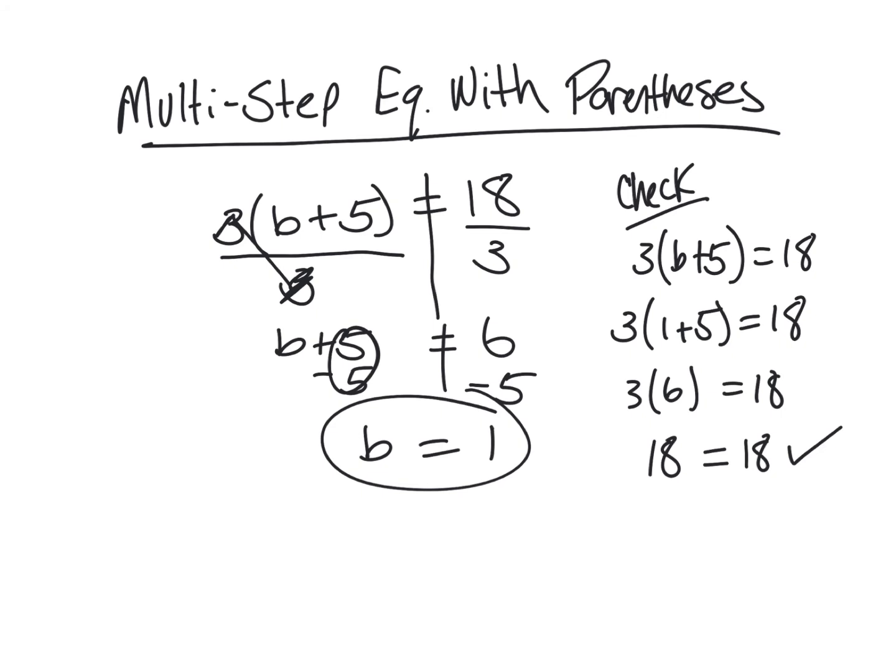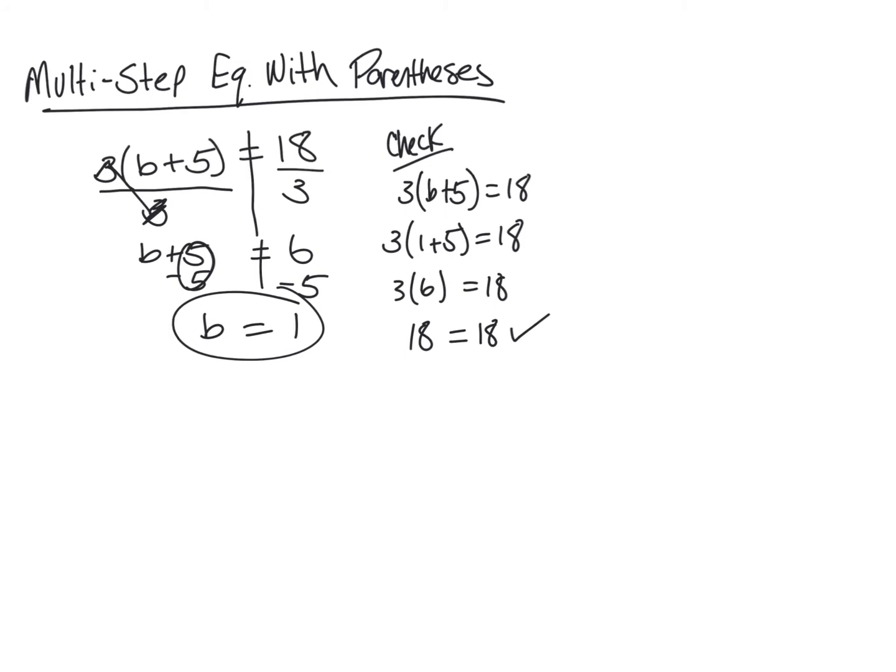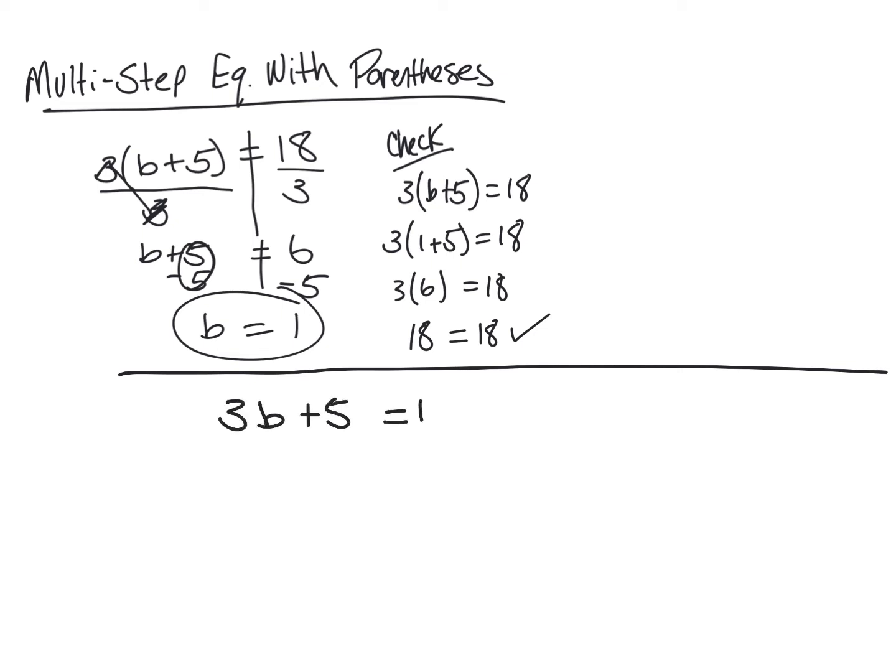Okay, I'm going to show you another way that we could have done this equation. We could have done 3 times (b plus 5) equals 18. So we could have distributed this 3 first to get 3b plus 15 equals 18. And then we could have solved it from here.